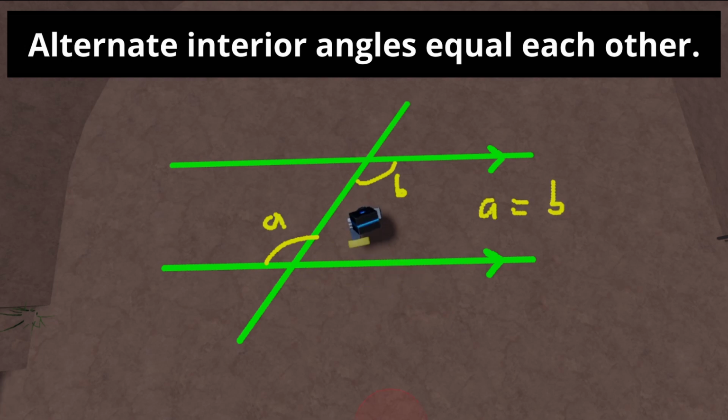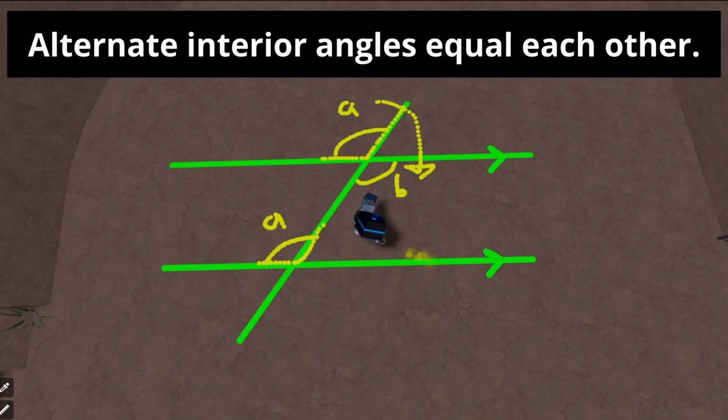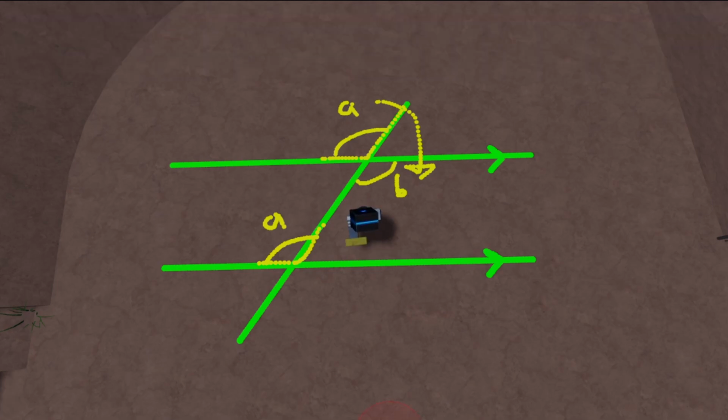And a way that you can prove this pretty easily is by doing vertical angles again. So I know the angle A must equal this angle up here because it's the same situation. And then A has to equal B through vertical angles. So that's how you can prove that alternate interior angles are equal to each other whenever we have parallel lines and a line that cuts through them.